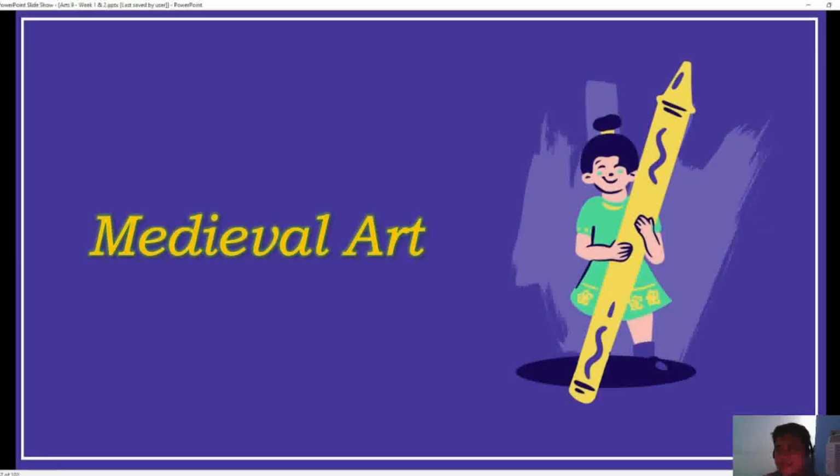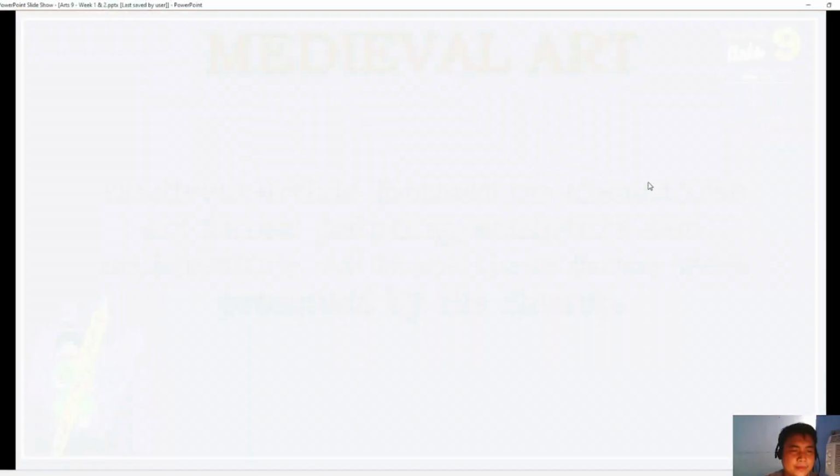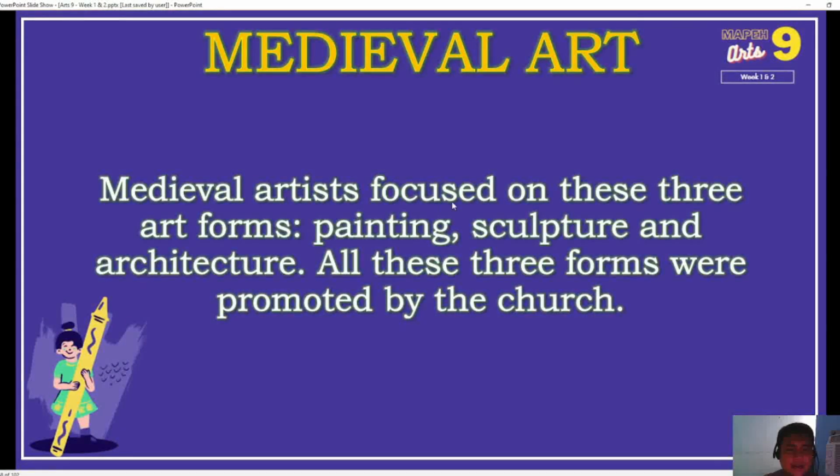Now let's have the medieval art. So in the medieval art, we have three different art style or period. Medieval artists focus on these three art forms: painting, sculpture, and architecture. All these three forms were promoted by the church. So always remember that when it comes to medieval art, church is always associated.